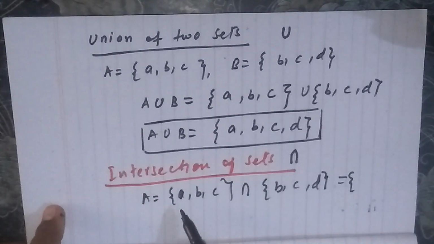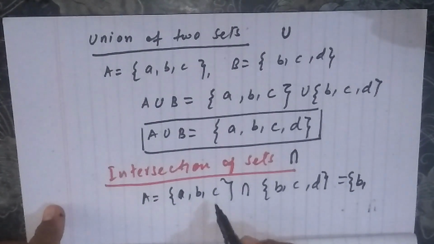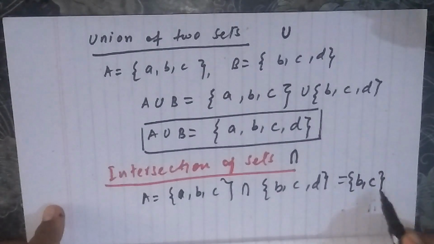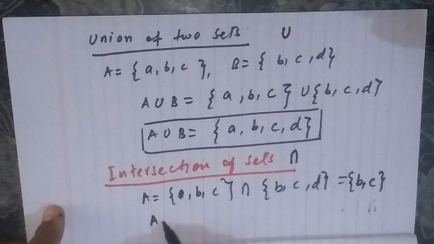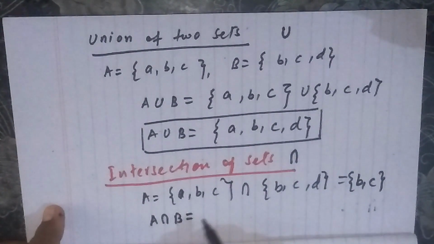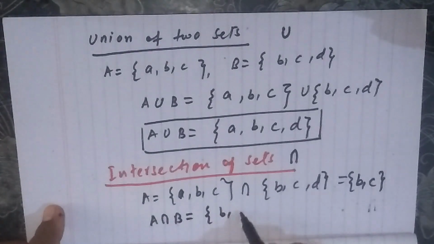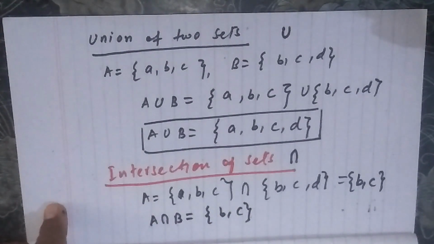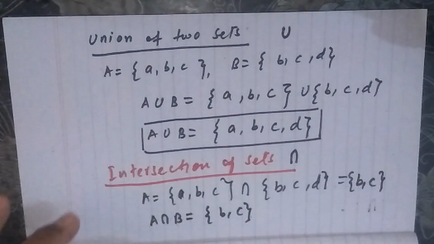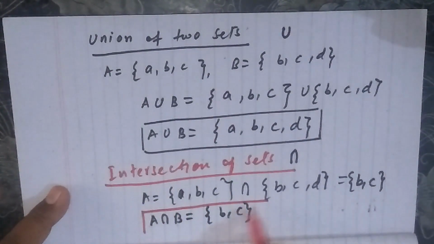So we see that A is in set A, but it is absent in set B. So we'll not write A. B is common in set A and B. We'll write B. And C is also common in set A and B. We'll write C. So the intersection of sets A and B is equal to B, C. So we can write it like this.